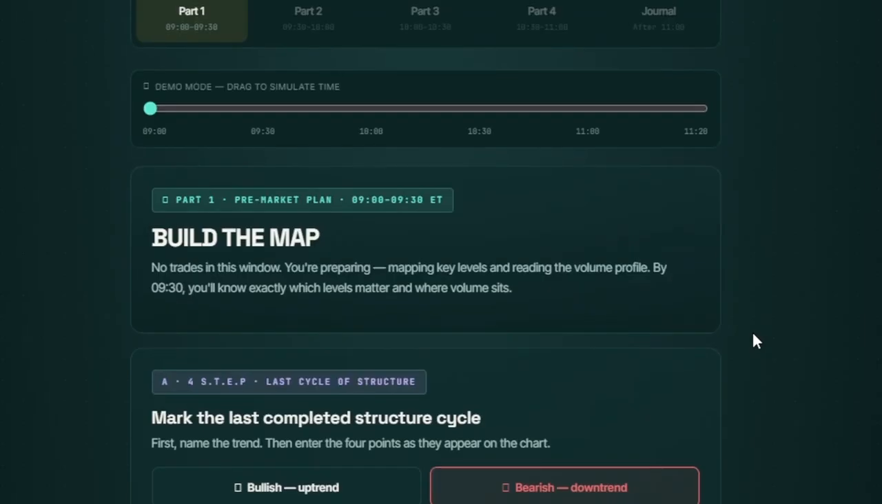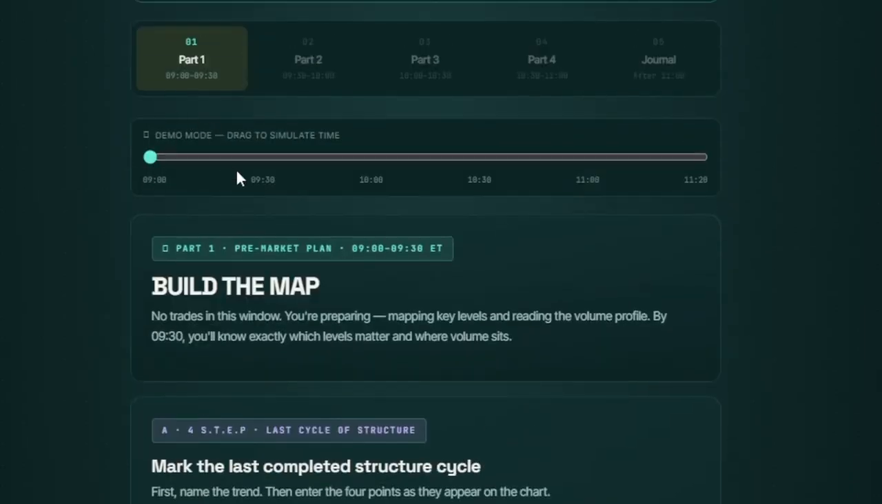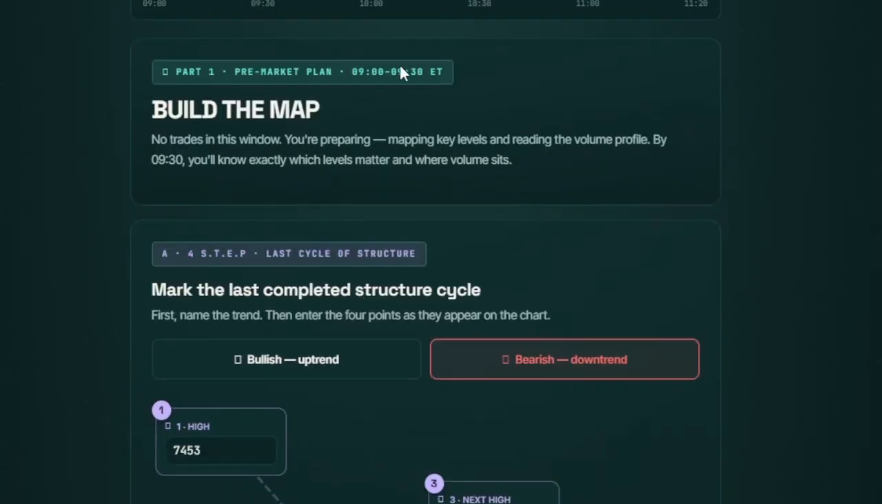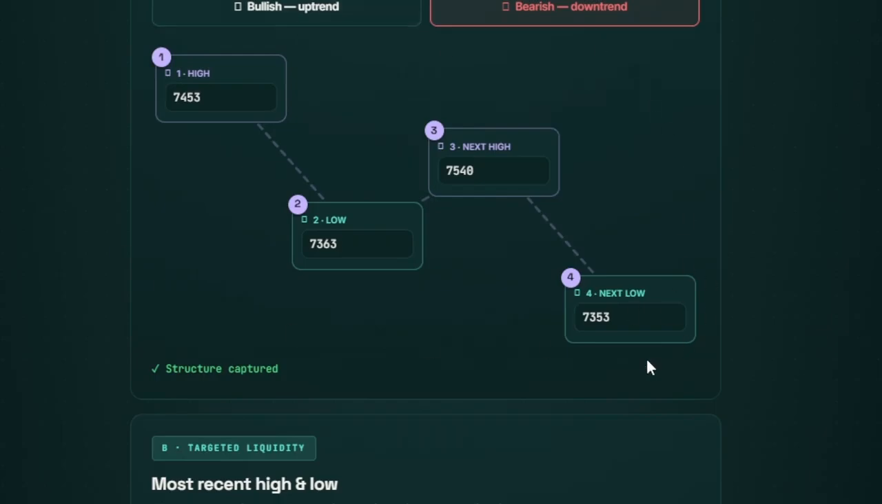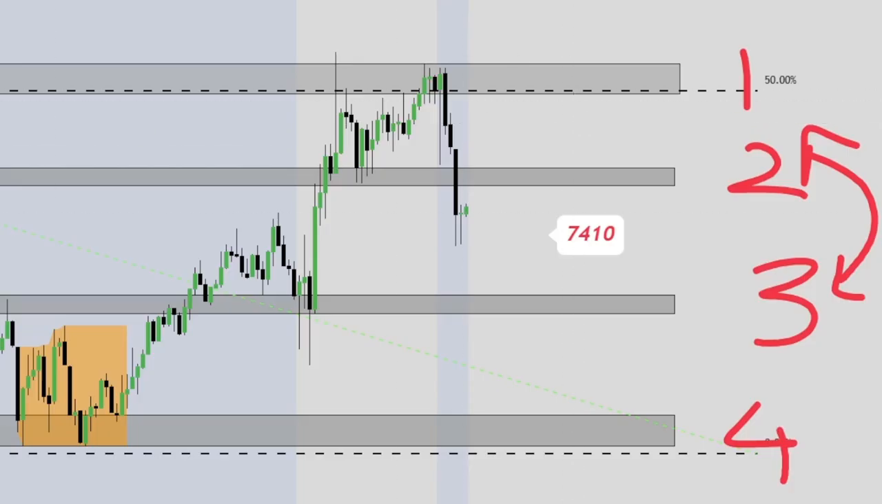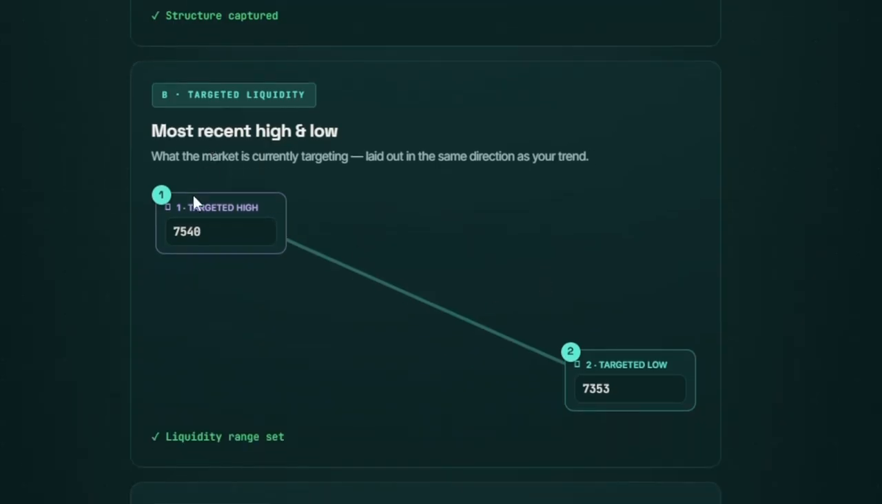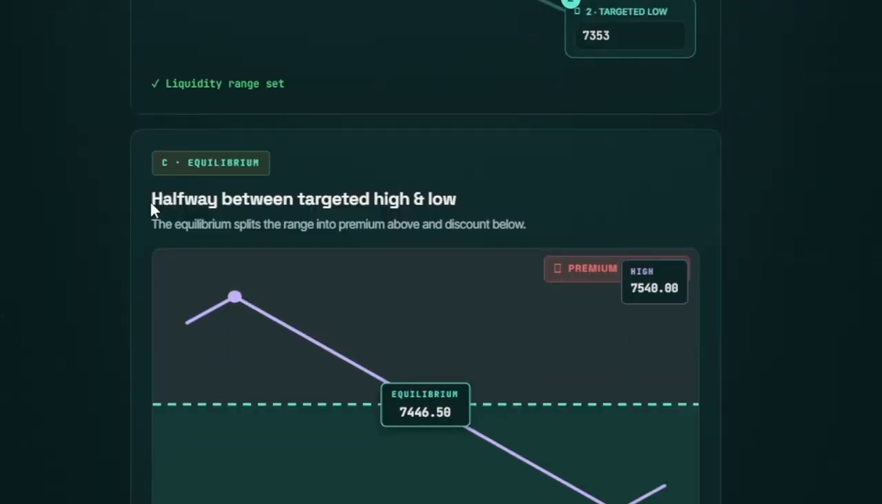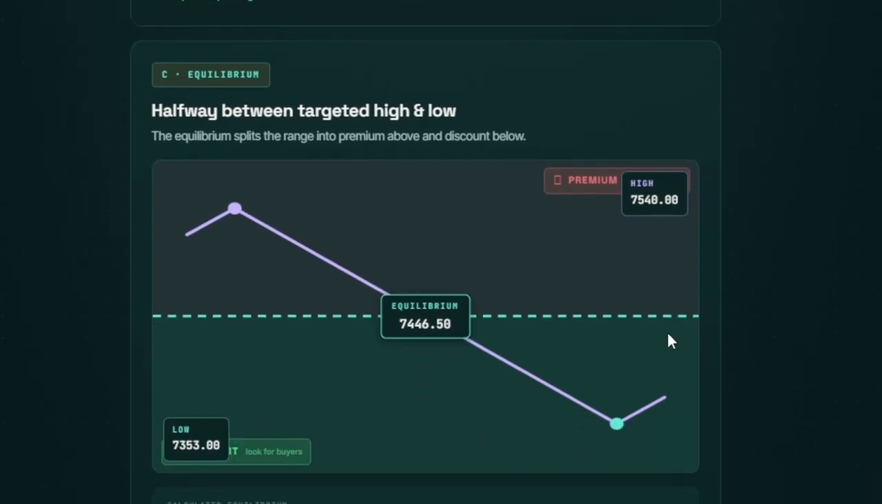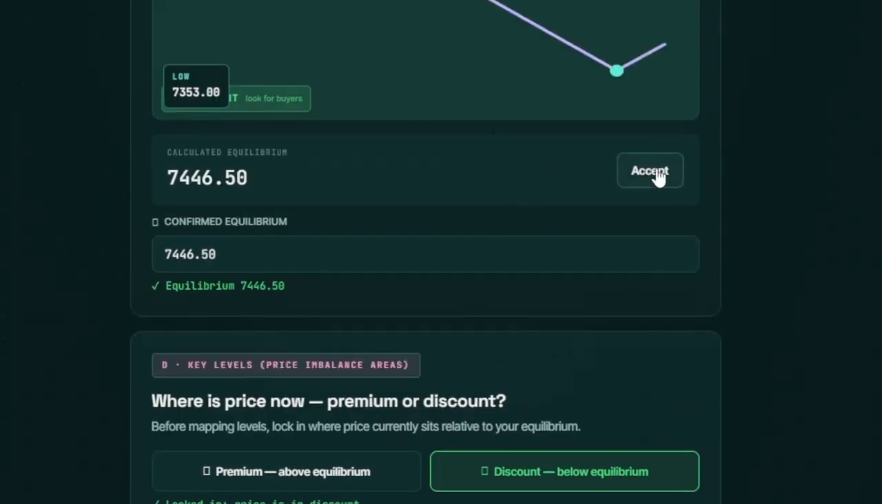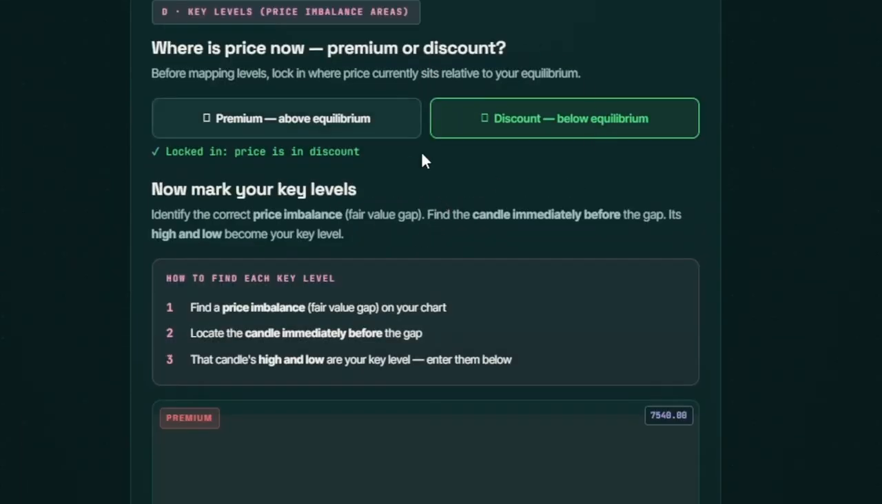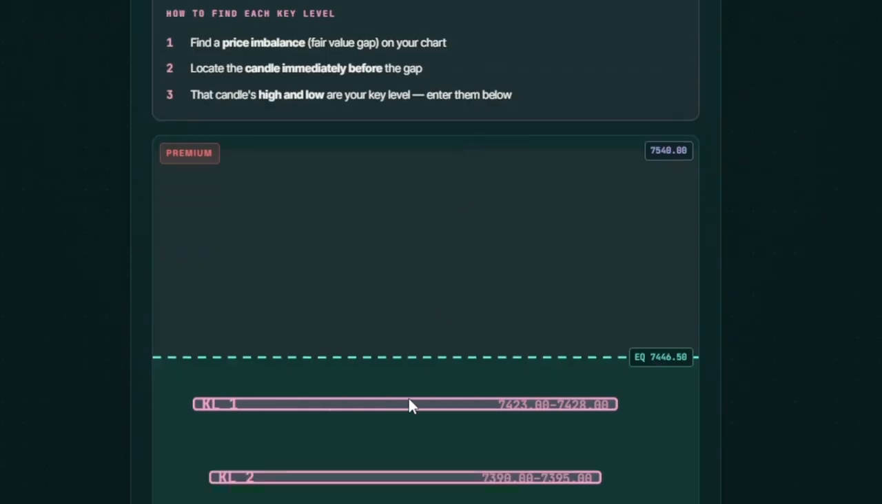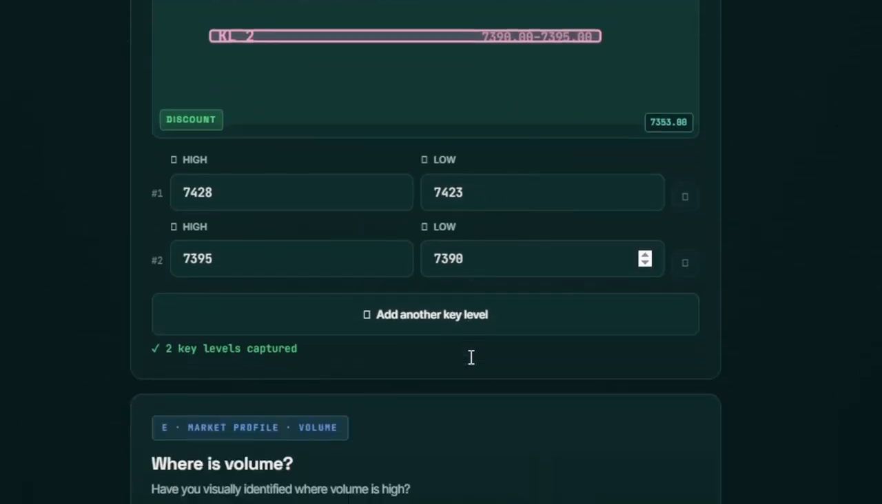So let's quickly recap. Between 9 and 9:30 Eastern, we're building the map. This is our pre-market plan. We've defined our structure in terms of the actual numbers, the actual structural points. We've gone to the most recent high and low. We've found the halfway point between the high and low. That's the equilibrium. We've confirmed and accepted our equilibrium. We've understood we're below the equilibrium, so we are in discount. We've identified our key levels using the 3-step formula, and we've entered in the key levels.